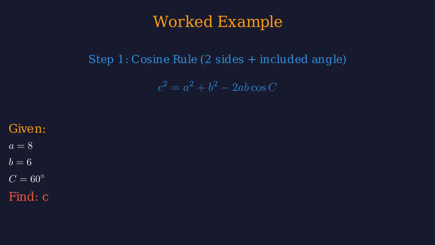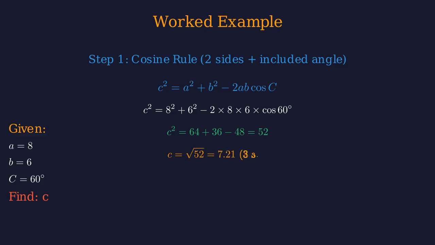c squared equals a squared plus b squared minus 2ab cos C. Substitute. c squared equals 8 squared plus 6 squared minus 2 times 8 times 6 times cos 60. Compute 64 plus 36 minus 96 times 0.5 equals 100 minus 48 equals 52. So c equals square root of 52. If you're writing this in an exam, show the square root step. c equals square root of 52 equals 7.21 to 3 significant figures.